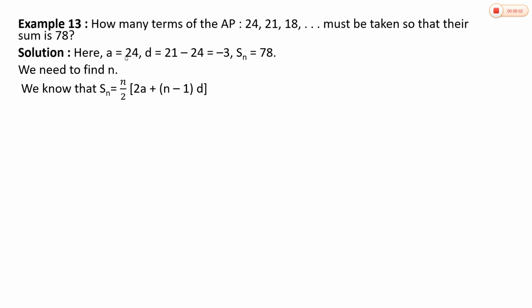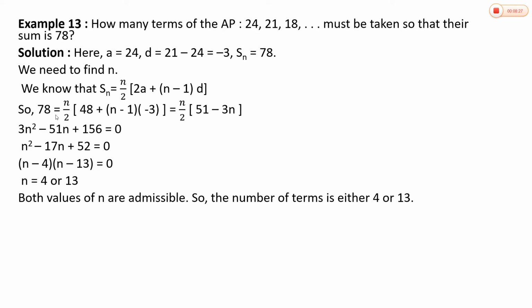Here a is 24, d is a2 minus a1, that is minus 3, and Sn, the sum, is given, that is 78. You have to find how many terms are required to get the sum 78. So that means we need to find n. We know that Sn is equal to n by 2 into 2a plus n minus 1 into d. Substitute all the values.